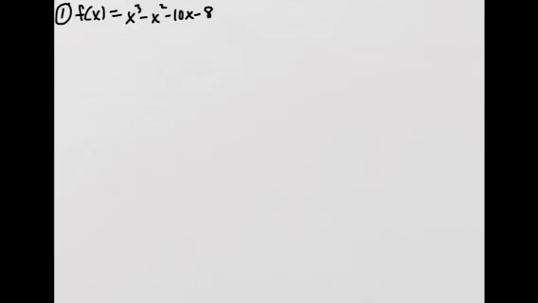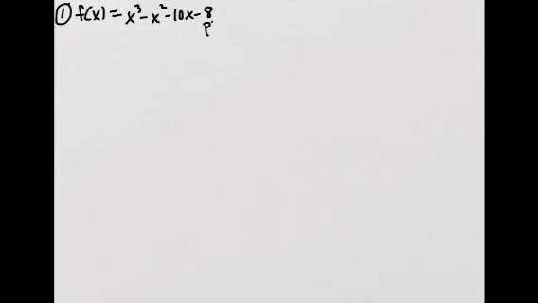Alright, so the instructions say to find the zeros or the roots and then to write the function in factored form. So the first thing we do is check to see if it has any GCF other than 1, and this one does not have that. So then from there we go straight to finding the P factors and the Q factors.